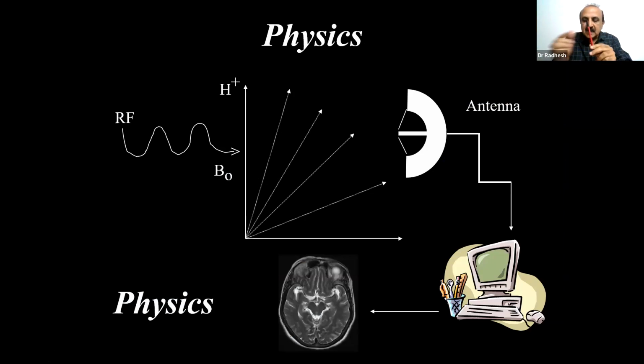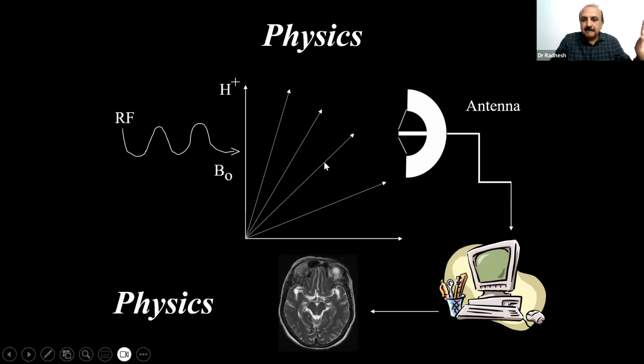During this stage, when it is losing the signal, the antenna picks up the lost signal, puts it into the computer, which transforms the signal into a gray-scale image. This is how you get an image in MR. Let it be brain, spine, abdomen, MRCP, MR urography. That is how you get this signal.